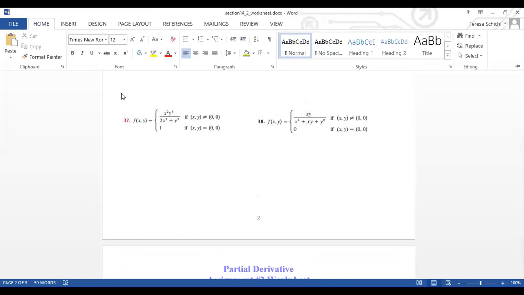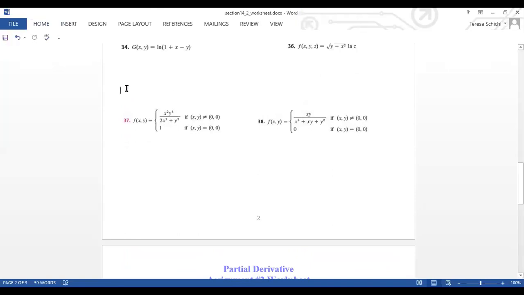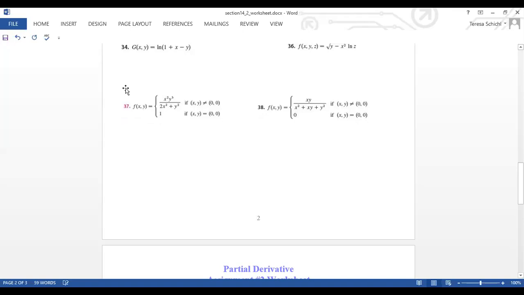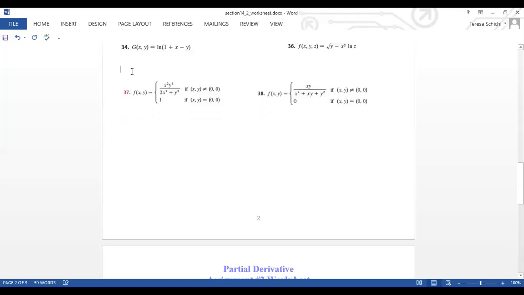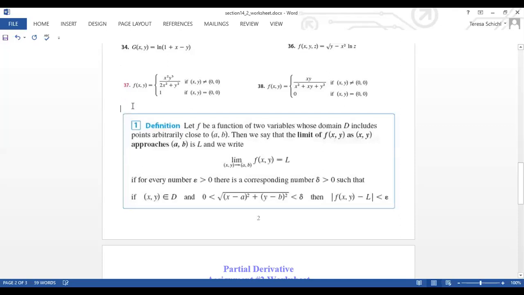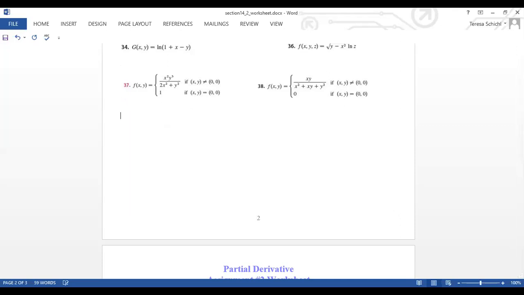How do we do this one here? Let me give a little bit more space here. Okay. So now the number 27 is here.